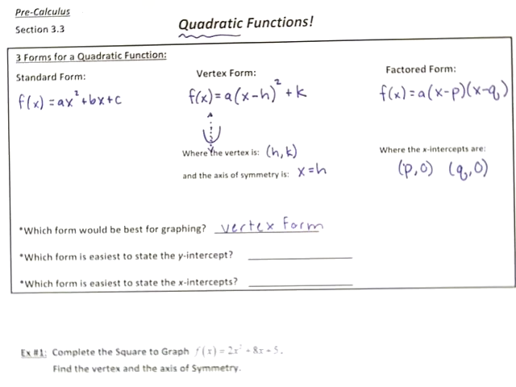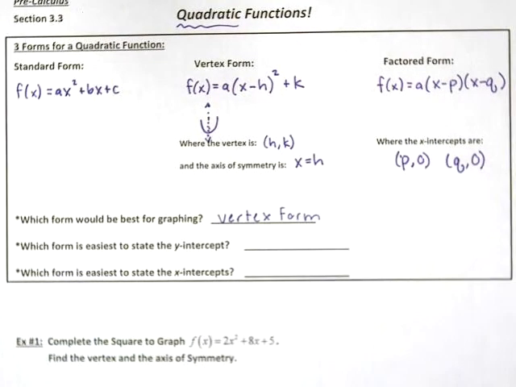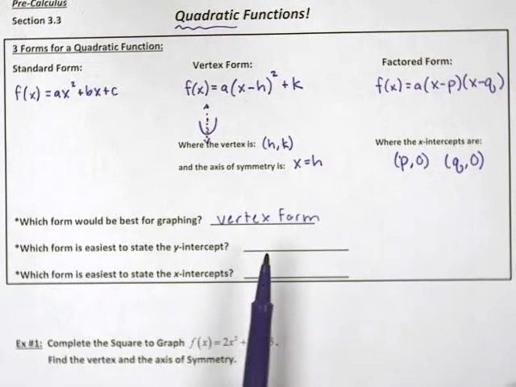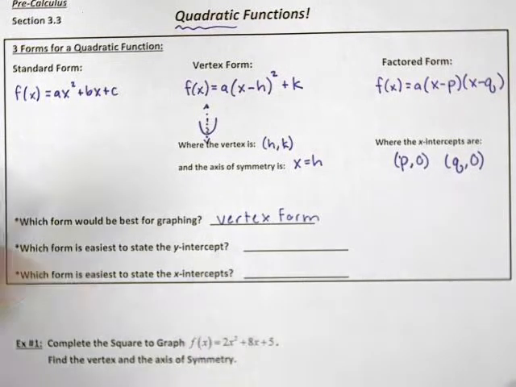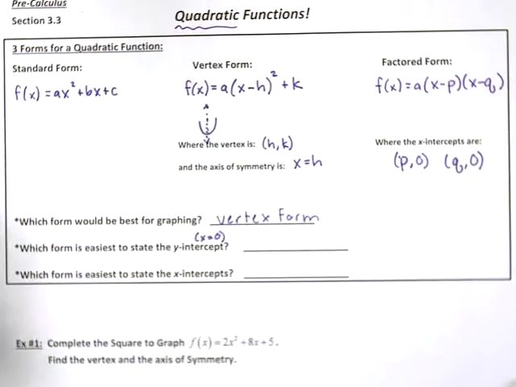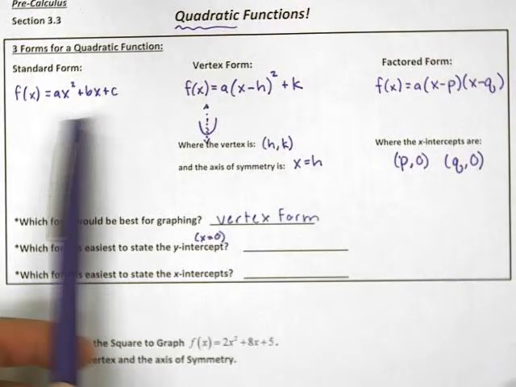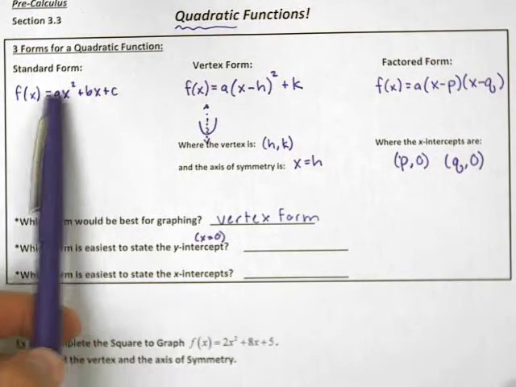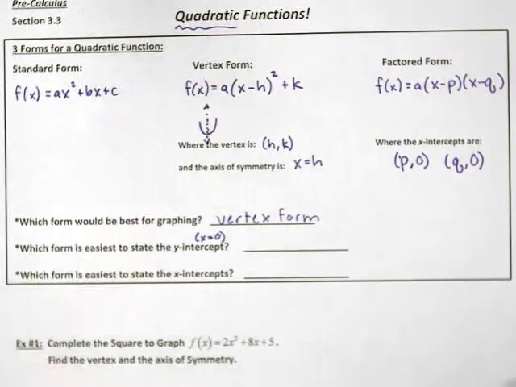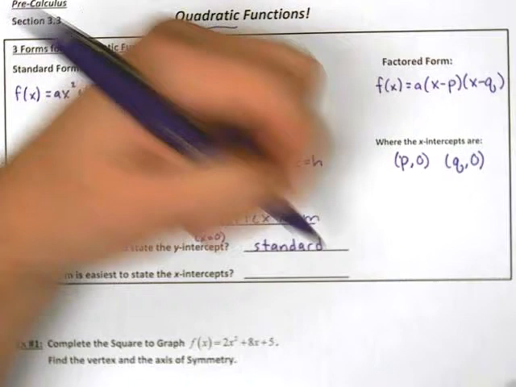Which form is easiest to state the y-intercept? Well, that might be hidden, or maybe you guys remember from previous classes. That's standard form, and the reason is because it's very, very easy to just plug in 0 for x, right? Y-intercept means that x equals 0. Well, all of these other ones have a bunch of work. If I plug in 0 here, this goes away. If I plug in 0 here, this goes away, and you're just left with your c value. Okay, so the easiest for y-intercept is standard form.